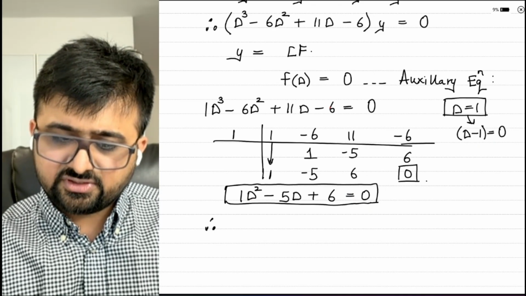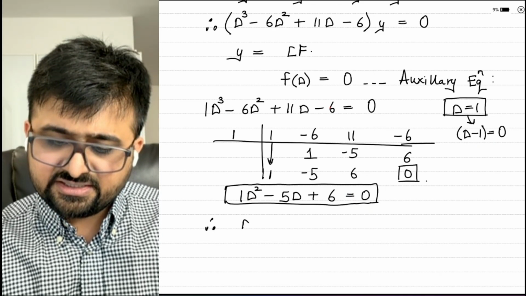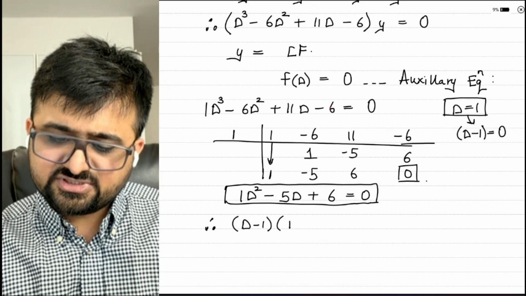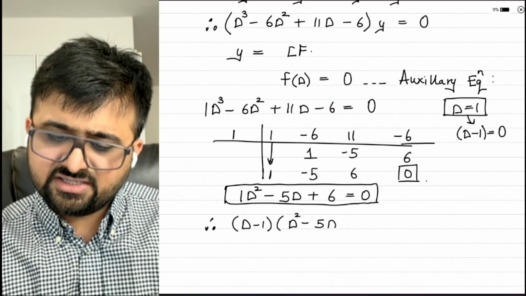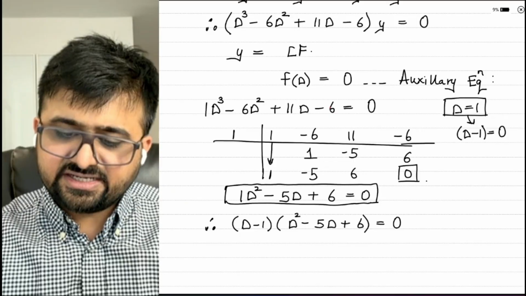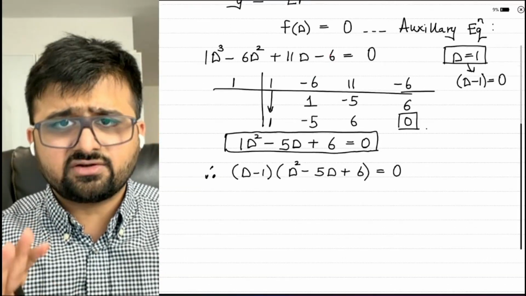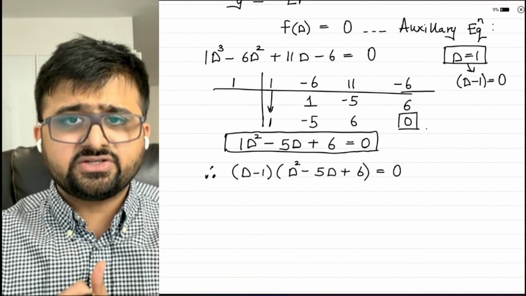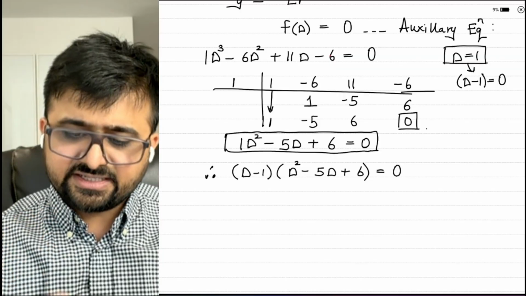So therefore, you can write this cubic equation as (d minus 1) times (d squared minus 5d plus 6) is equal to 0. Okay. I hope that synthetic division makes sense. You would have done that somewhere in your class 10th or class 11th. But if you have any questions on synthetic division, feel free to post them in the comments.